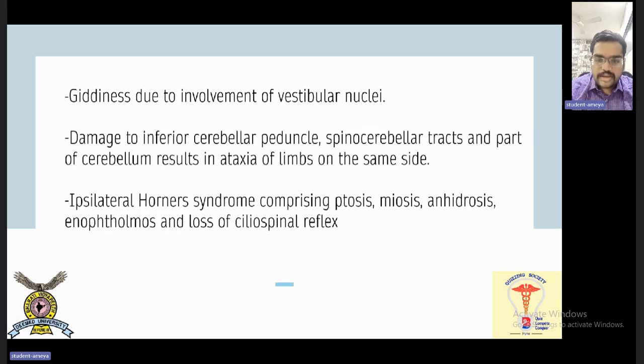Then there can be ataxia of the limbs due to damage to the inferior cerebellar peduncle. And then there is ipsilateral Horner's syndrome. I hope you know what Horner's syndrome is. Horner syndrome has 5 things: ptosis, miosis, anhidrosis, enophthalmos, and loss of ciliospinal reflex.